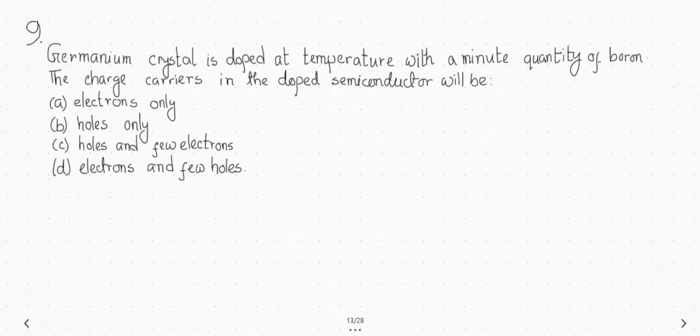The question is from semiconductor devices. A germanium crystal is doped at temperature with a minute quantity of boron. The charge carriers in the doped semiconductor will be: option A, electrons; option B, holes and few electrons; and the next option, electrons and few holes.